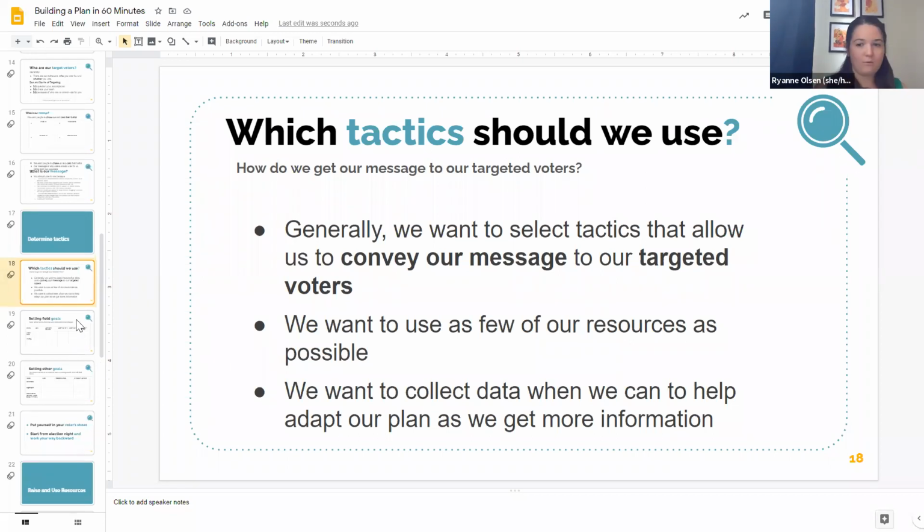So for now, before we get to the next slide, I'd love to just have folks put into the chat ideas of different tactics or ideas or things they've seen done on campaigns.